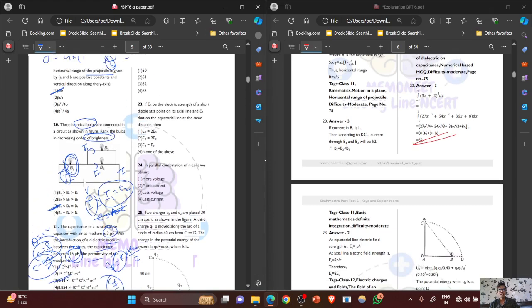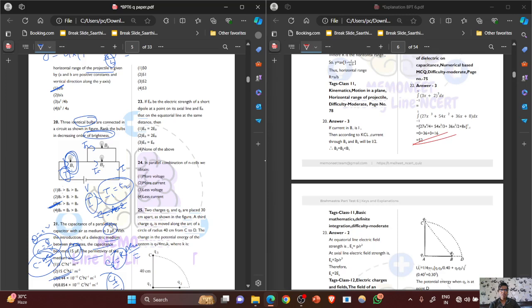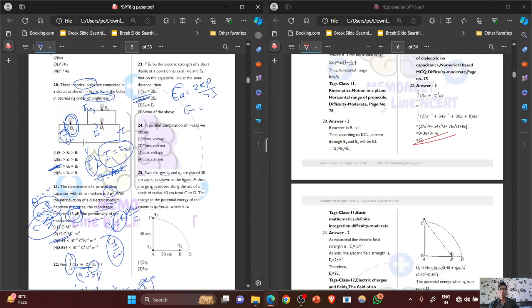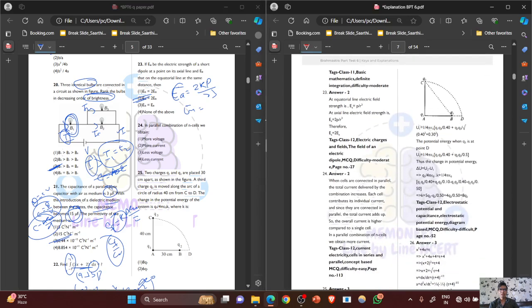Moving ahead to the next question. If E_A is the electric field strength of a short electric dipole at a point on the axial line, E_E on the equatorial line, then okay. It is asking the axial line. It's simply your 2kp by r cube, and at the equatorial line it's simply your kp by r cube. So axial is 2 times of equatorial. Once you multiply 2 with the equatorial, it becomes the axial. So it's a complete theoretical question, no need to think too much. If you have read theory well, you can give it.